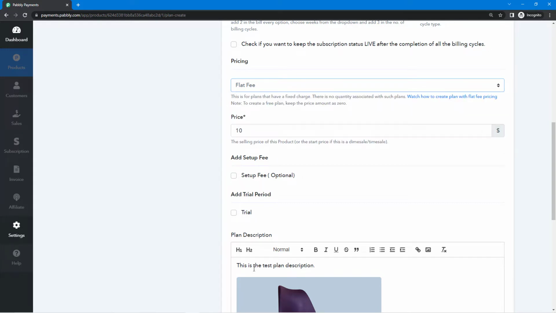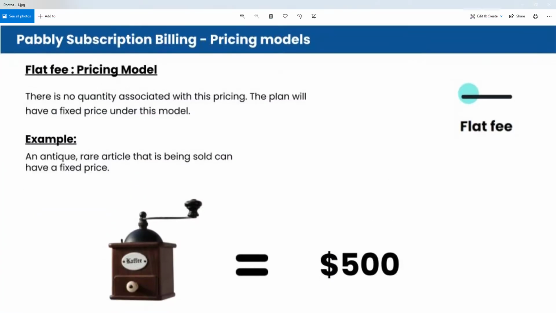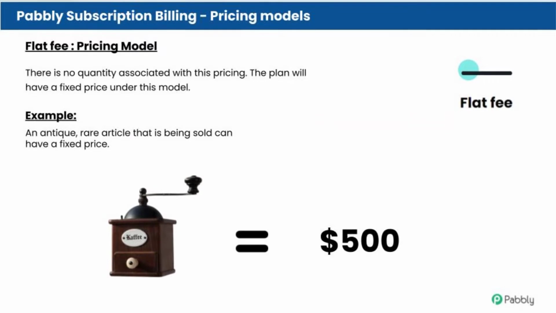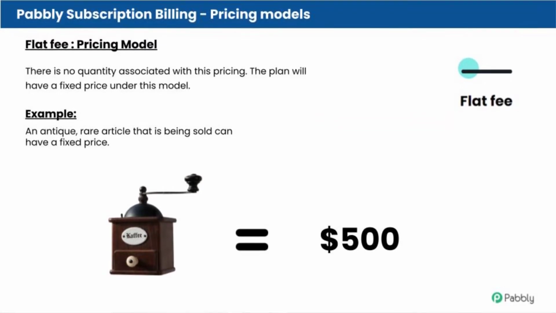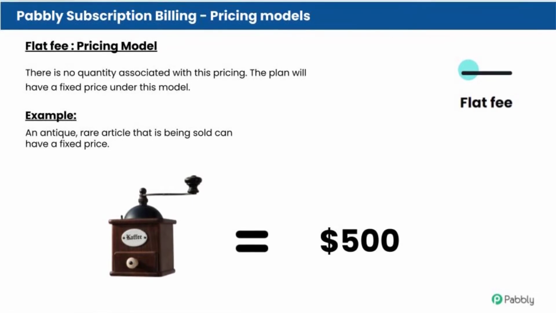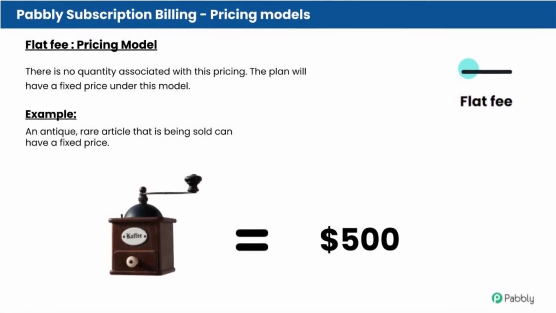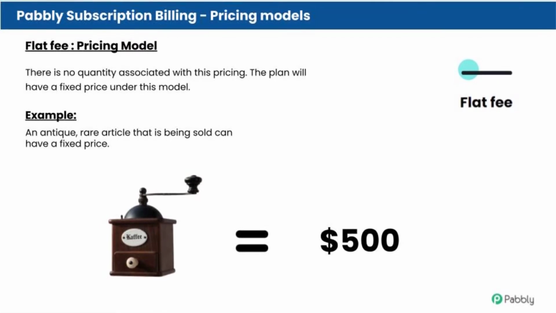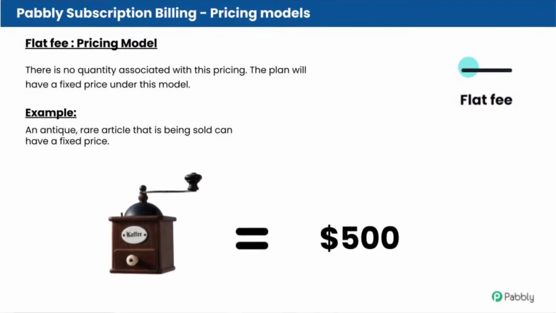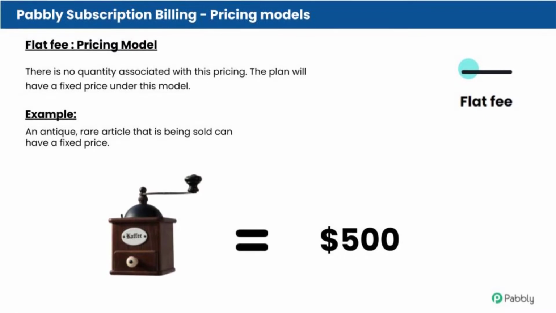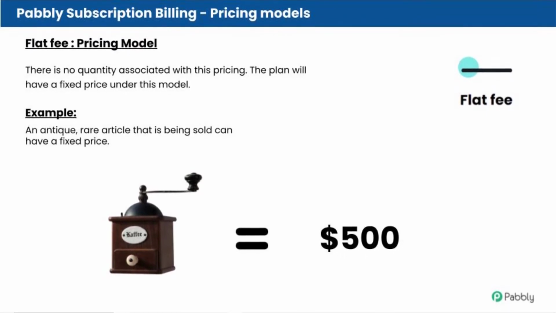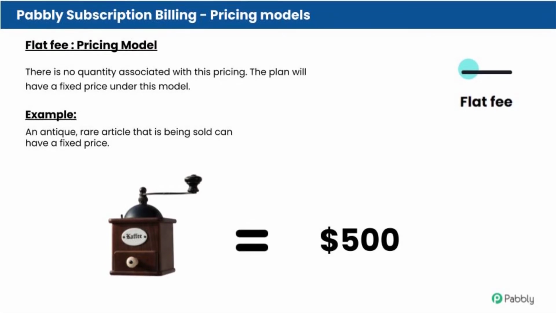The first one is the flat fee pricing model. Flat fee pricing involves charging a fixed rate for a particular product. Let's take the example of this antique rare article that is being sold at a price of $500. There is no quantity associated with this product. When the customer goes to the checkout page, he will not have the option to choose the quantity of this product. That's how the flat fee pricing model works here.